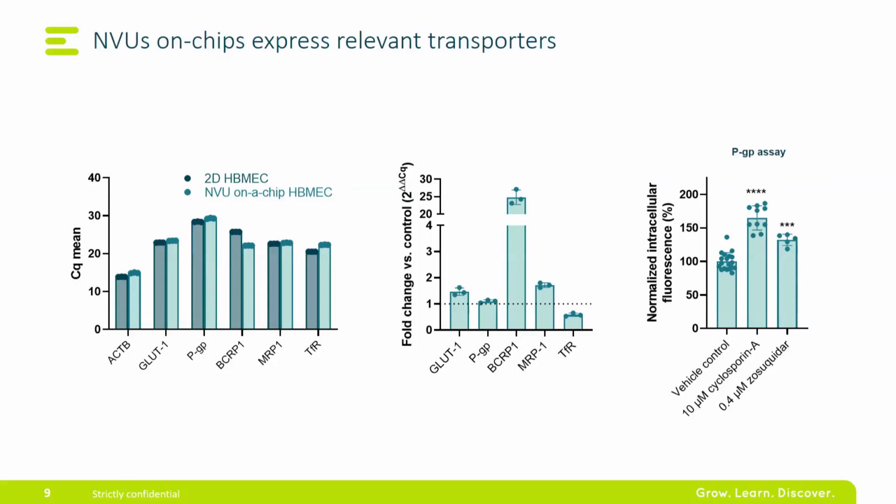Here with the PGP assay, we are also checking if the calcein is retained. So if this would be disrupted, the fluorescence would actually leak out of the cells. But we can see that both the transporters are working very properly within our model.